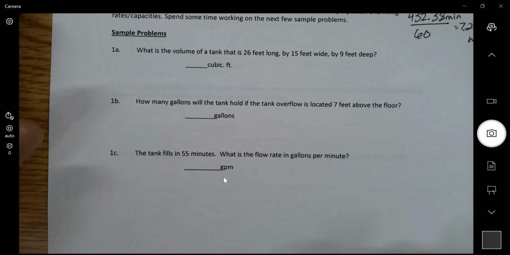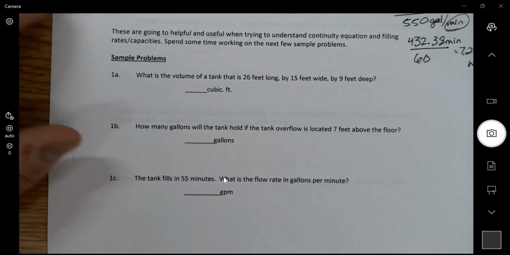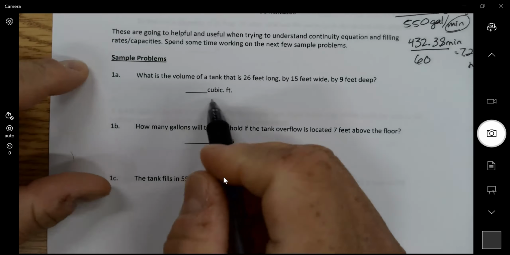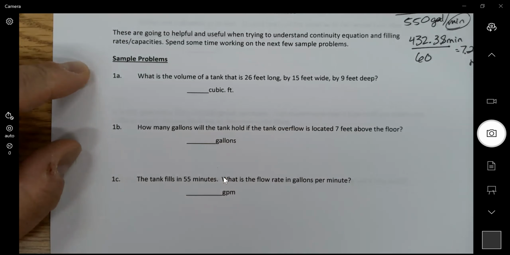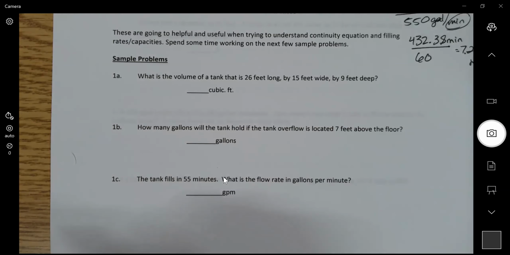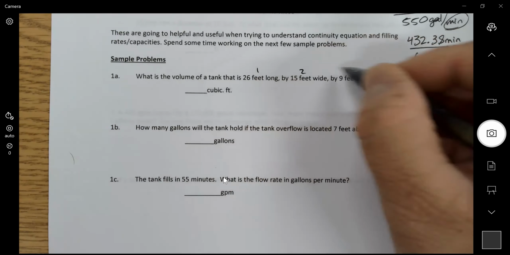Okay, what is the volume of an elevated tank? It is 26 feet long, 15 feet wide, and 9 feet deep, and it asks for it in cubic feet. So my question first off is, what shape are we dealing with here? Are we dealing with a cylinder or a rectangular prism or box or whatever you want to call it? This has 1, 2, 3 measurements.